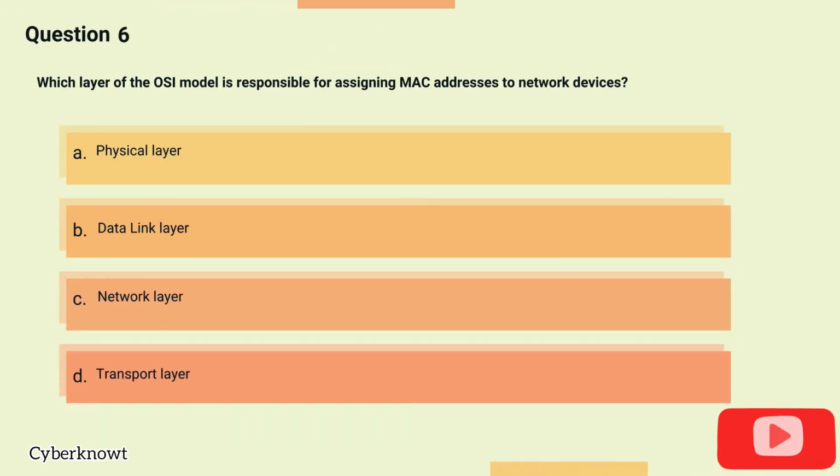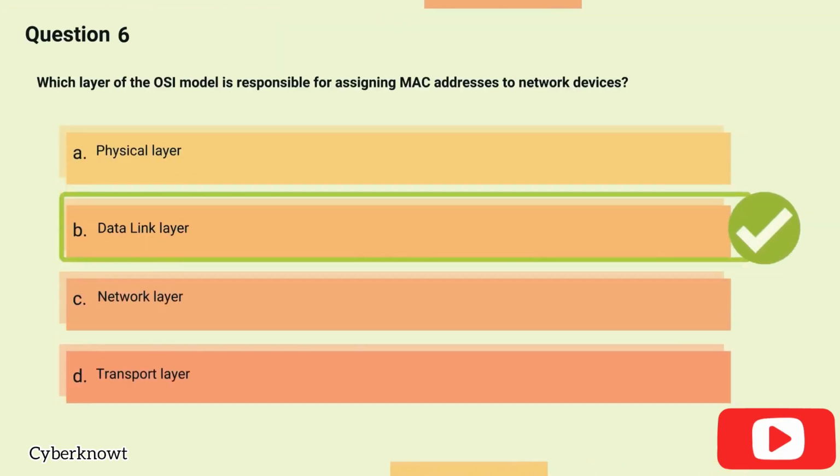Question 6. Which layer of the OSI model is responsible for assigning MAC addresses to network devices? Option A. Physical layer. Option B. Data link layer. Option C. Network layer. Option D. Transport layer. The correct answer is option B.